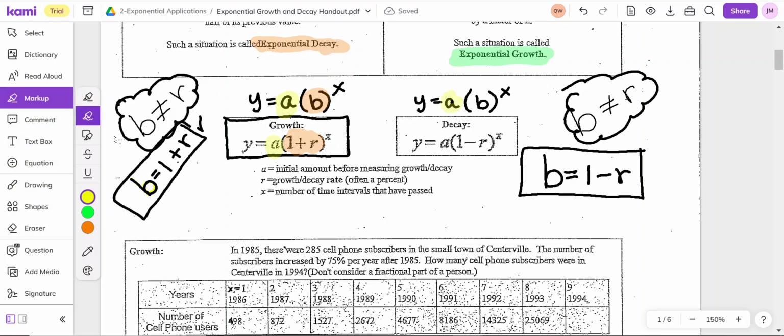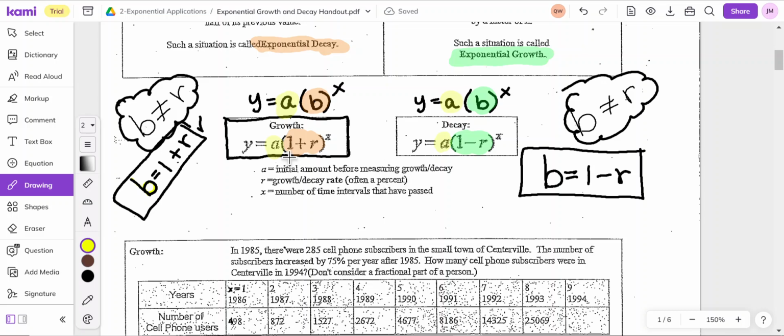So while you guys catch up in the notes, once again, A is still going to be A, but our B is going to become 1 minus R in decay. A is kind of like, we've heard this before, is your y-intercept, the initial value. So A is the y-intercept. R is the growth or decay rate, often as a percent. Yes, but we write it as a decimal, in decimal form.